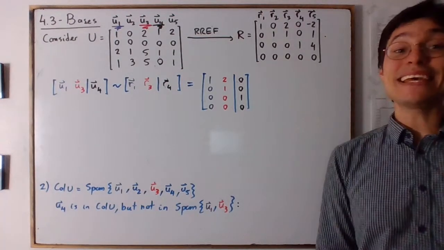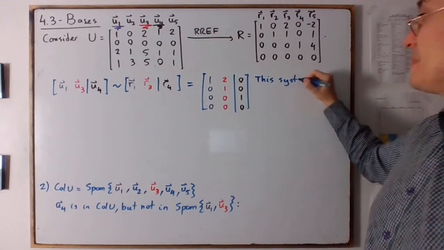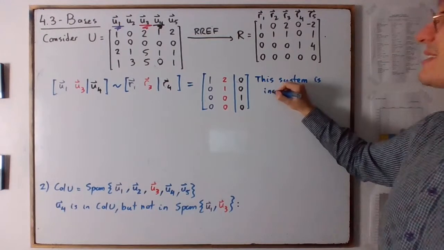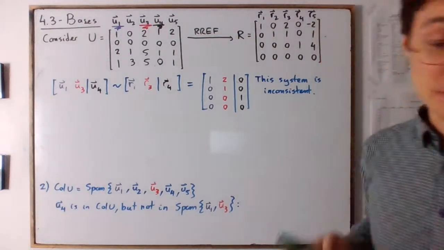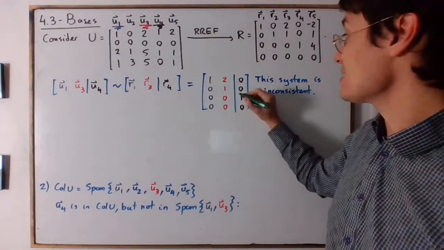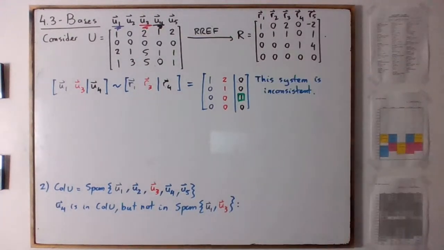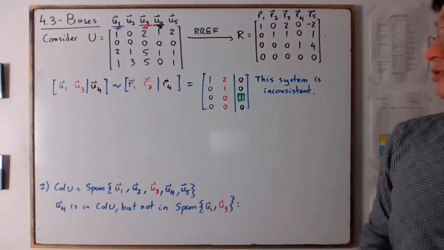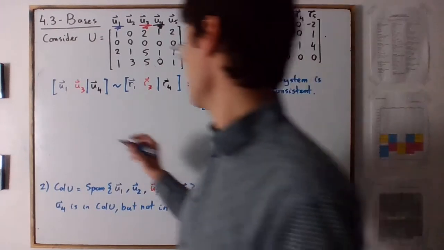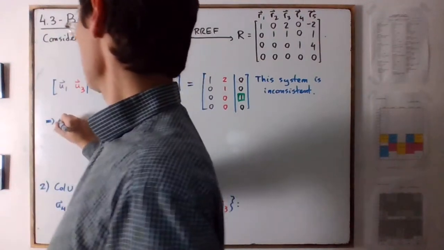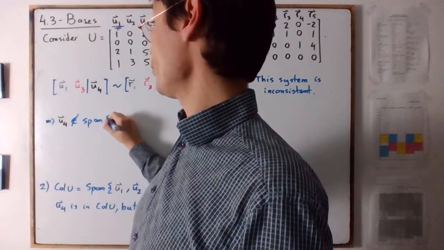And this system is inconsistent, right? And remember why? It's because we have a pivot in the last column. So this black one here is what makes the system inconsistent. The fact that we have the pivot here. So what it means is that U4 is not in the span of U1 and U3.